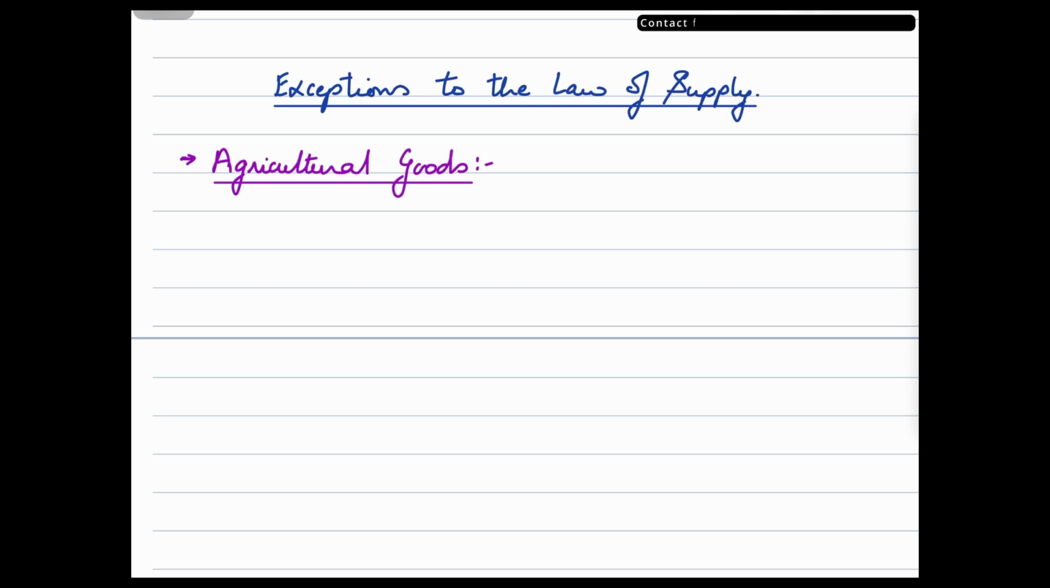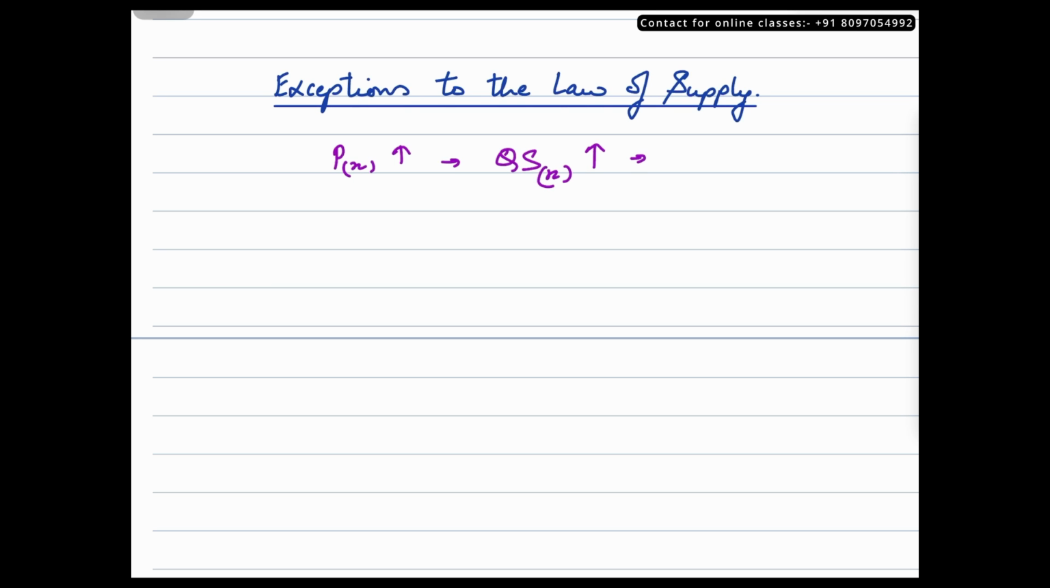So before beginning with what the exception is, let's quickly recap what the law was. So the law says ceteris paribus, as the price of the commodity increases, its quantity that is offered for sale, that is supply, also increases, establishing a direct or a positive relation between them.